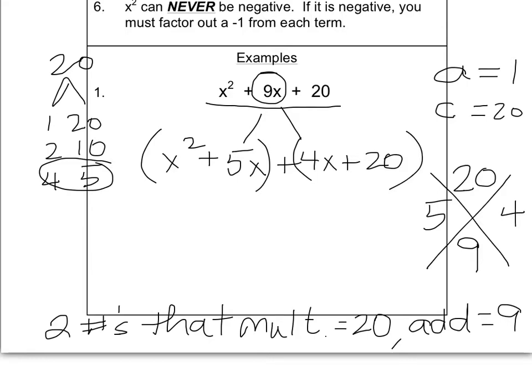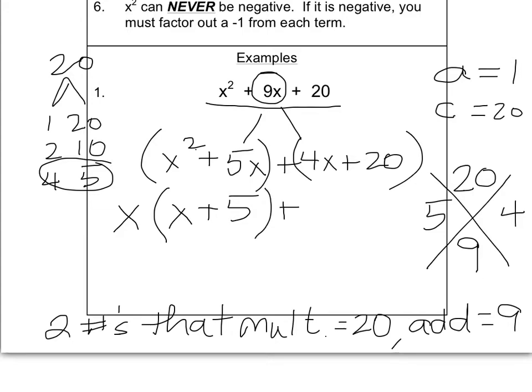Okay, these first parentheses here, they both have an x in common. I divide the numbers. 1 divided by 1 is 1. I have 2 x's. I'm taking an x away, so I only have 1 x left. 5 divided by 1 is 5. I have an x. I took it away, so I don't have it anymore.